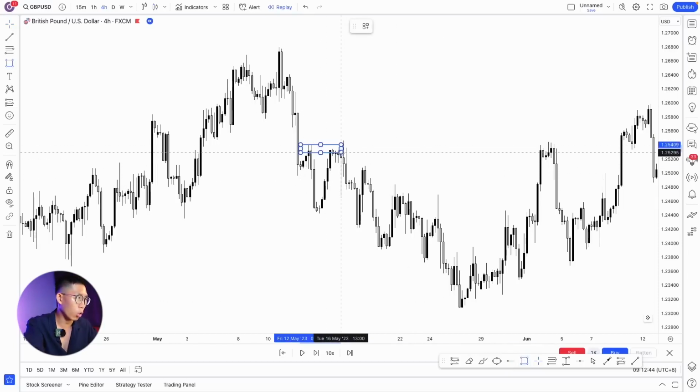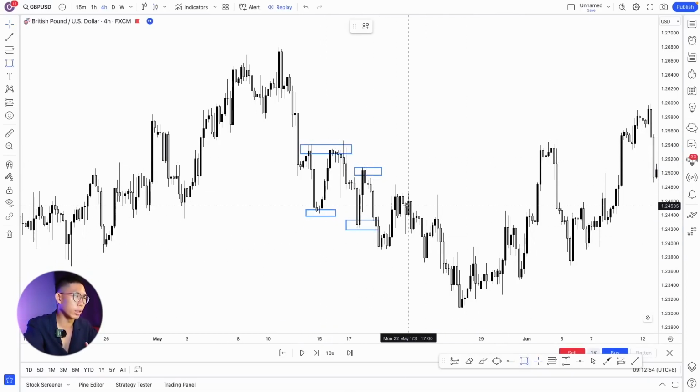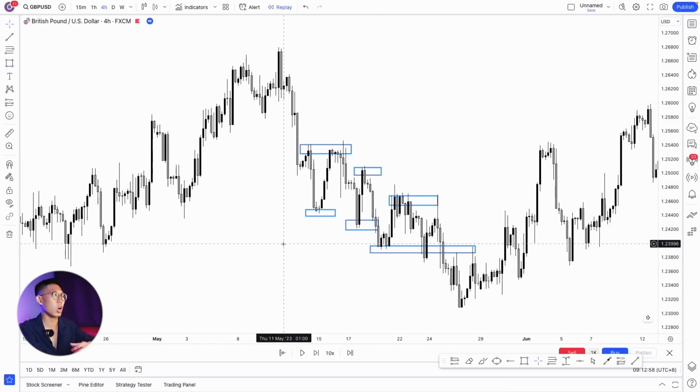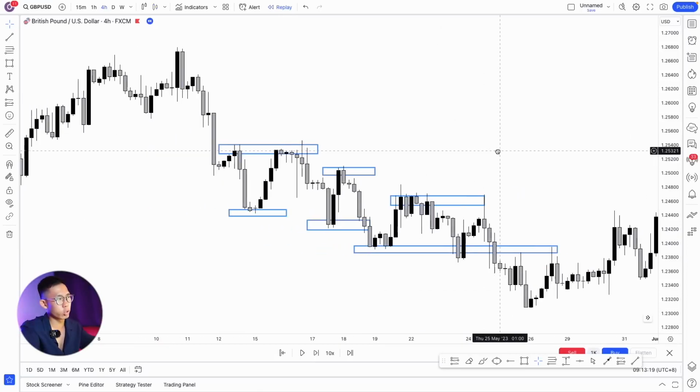Identify the market structure, see whether price is in an uptrend or downtrend, and then start marking up your lower highs right here. Another lower high, and then another lower low and lower low. So price is creating lower high, lower low, lower high, lower low, and creating another new lower high and another new lower low. So this is the major structure on the 4 hour time frame, downtrend, major structure. So you can see price creating a lower high, lower low, lower high, lower low.